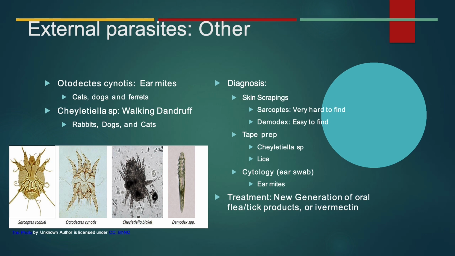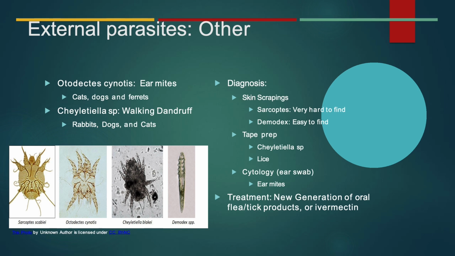So here's our little friends down here in the corner. The others, Otodectes, ear mites. They're always fun to find. You swab the ear, look under the microscope, and there they are. They can affect cats, dogs, and ferrets. Once again, usually close contact. So if I have a dog that has ear mites, I usually ask, do you have any cats in the household? Because they really love cats. And yeah, we do. Okay, well, we've got to treat your cat as well as the dog.